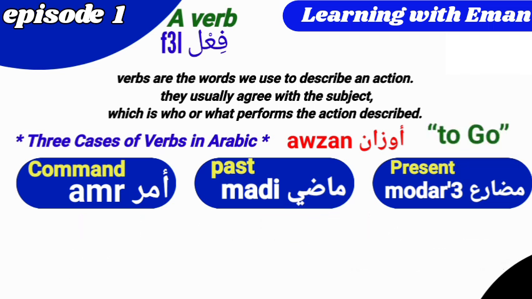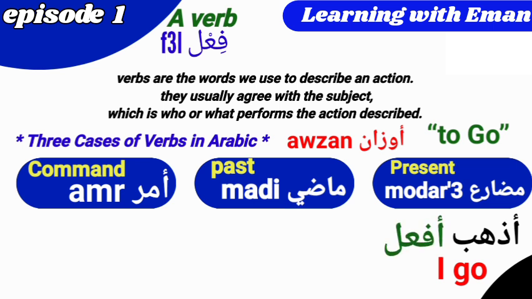Another example, to go. The present tense, الفعل المضارع. See examples below for the conjugation of the verb to go. أذهب, which means I go. This word built on form أفعل. نذهب, which means we go. This word built on form نفعل.